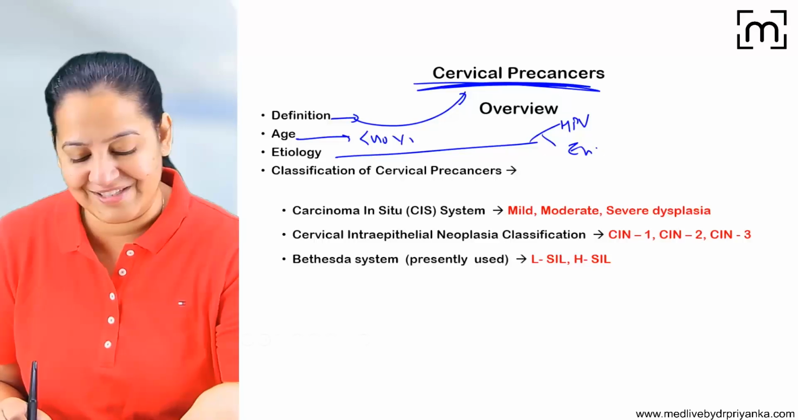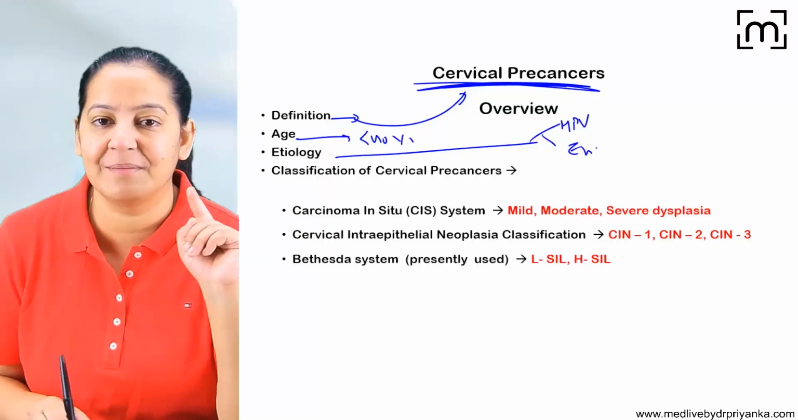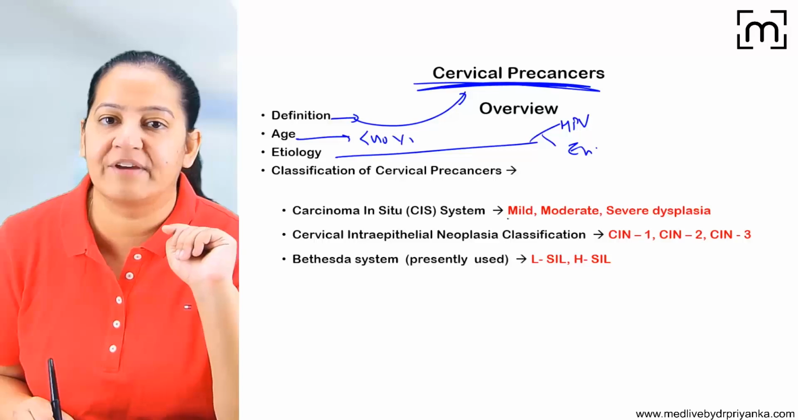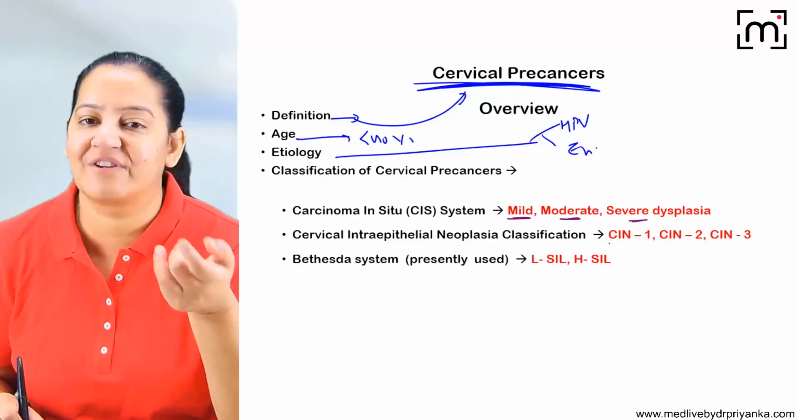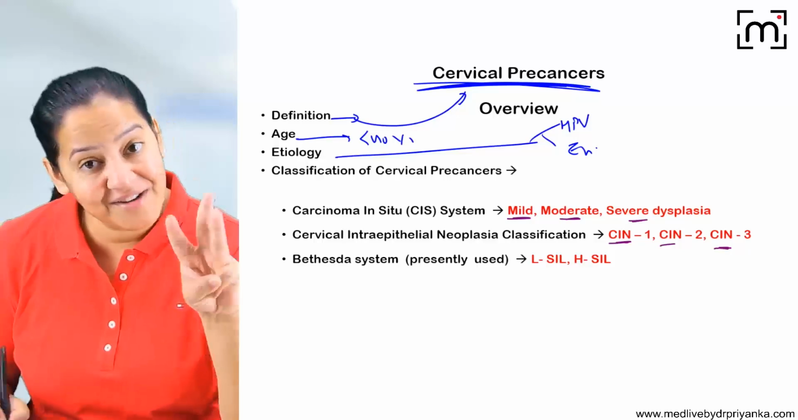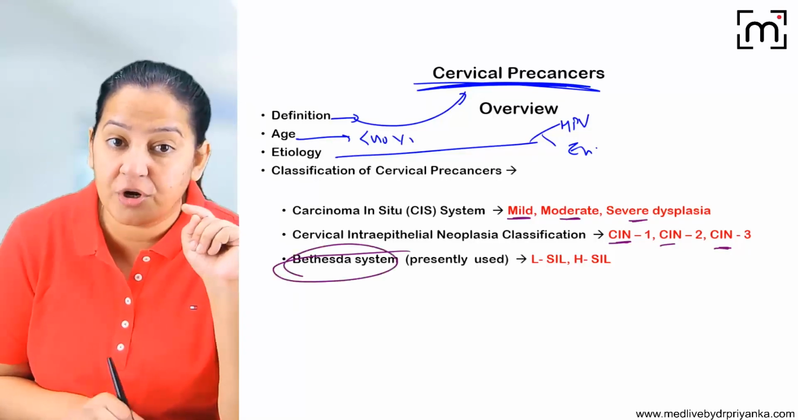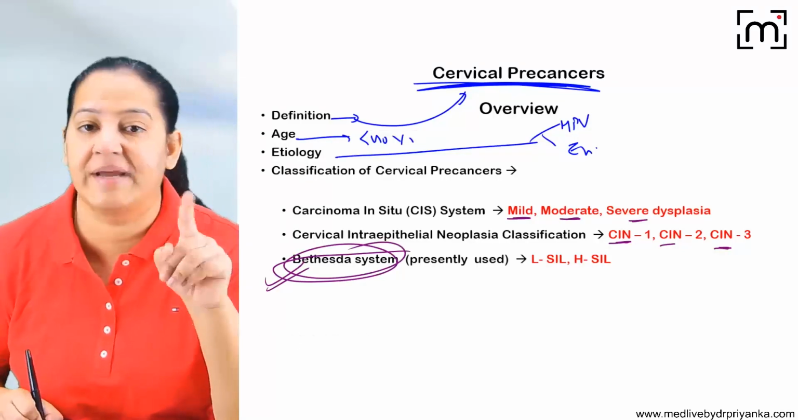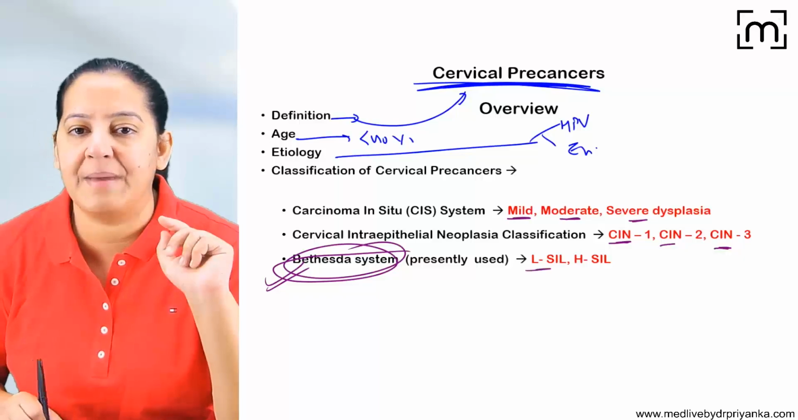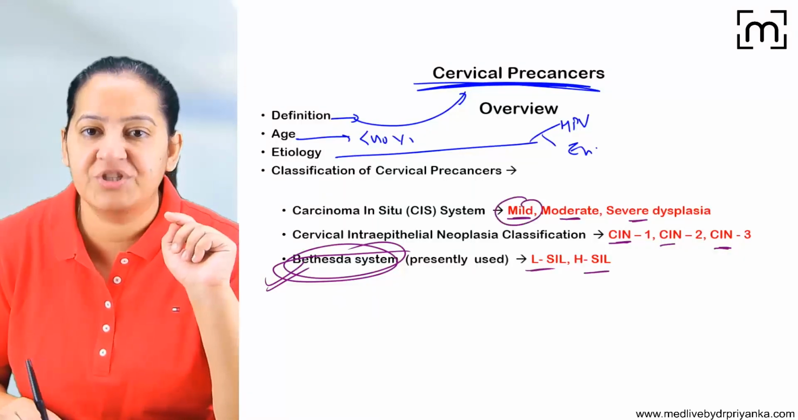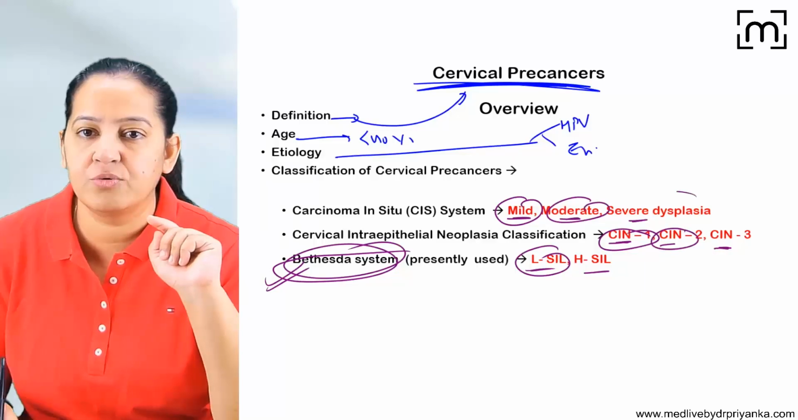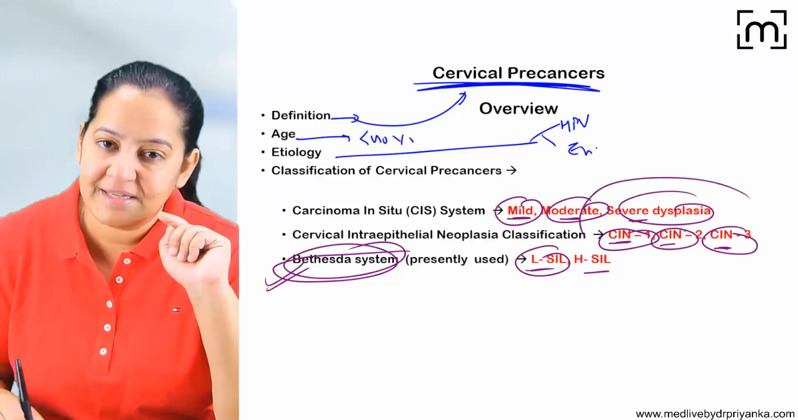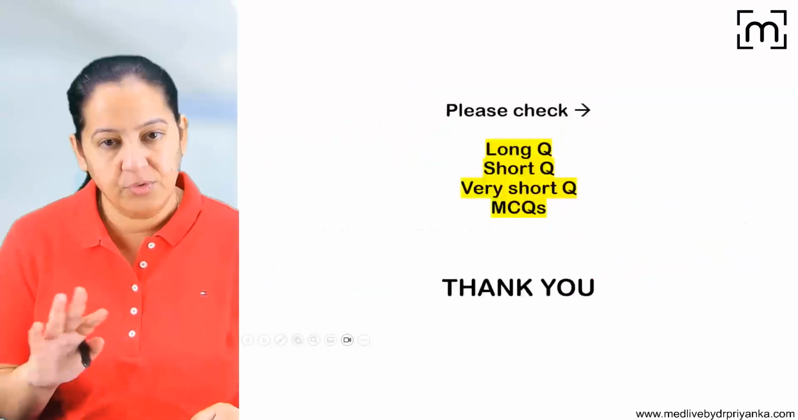And you have to write down the three classification systems. The first is the WHO classification: mild dysplasia, moderate dysplasia, severe dysplasia. The second is the CIN classification: CIN1, CIN2, CIN3. And third is Bethesda. You may get a separate short question on Bethesda, so please write that down. It is a two-tier system, LSIL and HSIL. Mild dysplasia equals CIN1 equals LSIL. Moderate dysplasia equals CIN2, severe dysplasia equals CIN3, and CIN2 and CIN3 are equivalent to HSIL. So you have to write that.